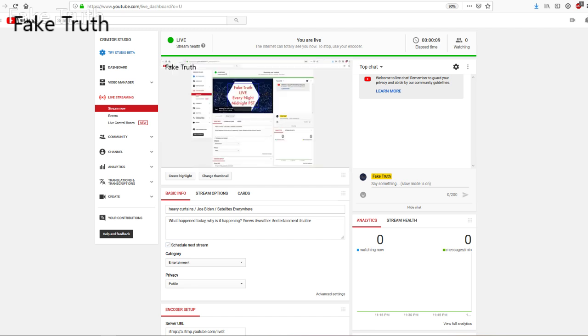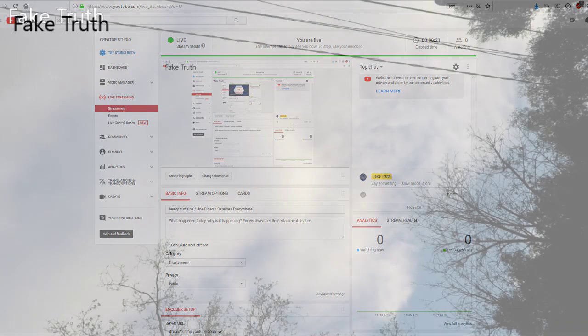Are you seeing these images? Can you see those clouds? Welcome back to another edition of the Fake Truth Show. I guess you can't see those clouds because I'm on the wrong screen, doing that super screen of death thing here. Now you should be able to see the clouds.